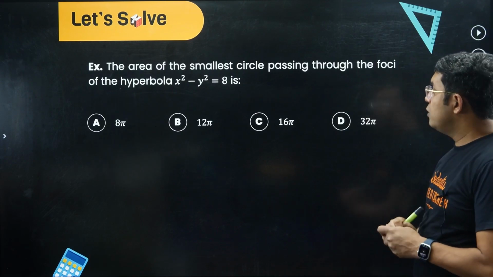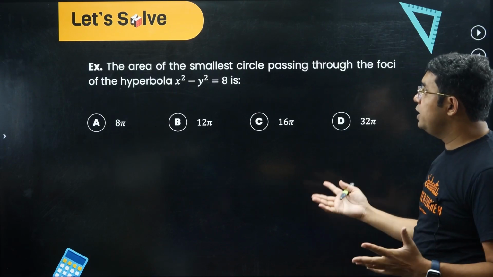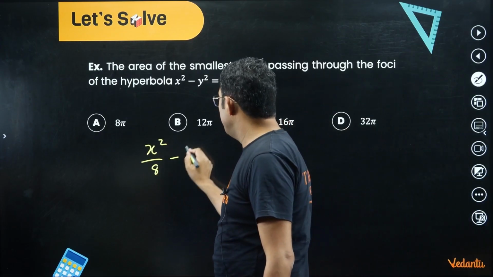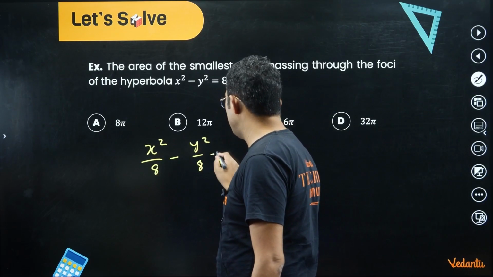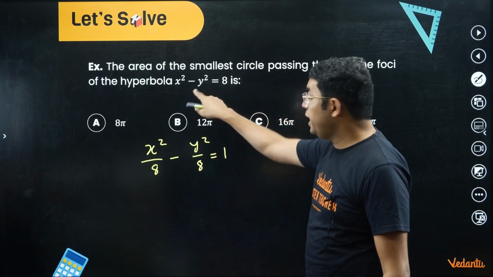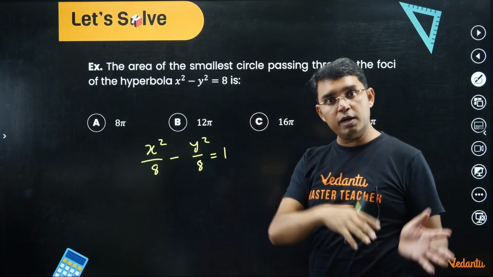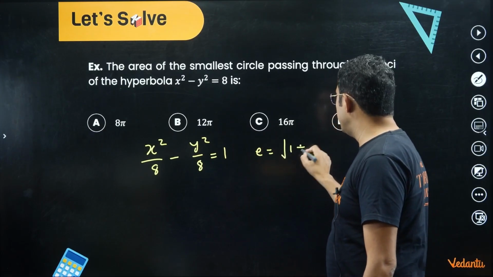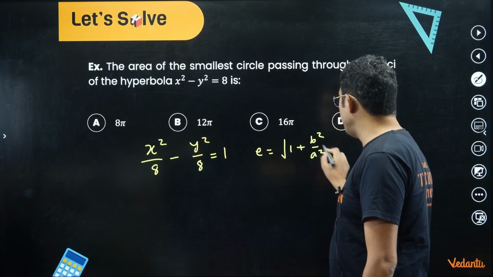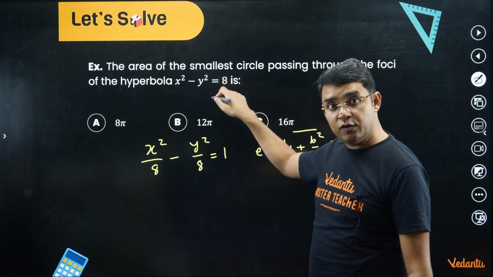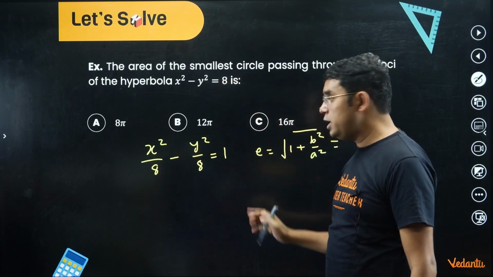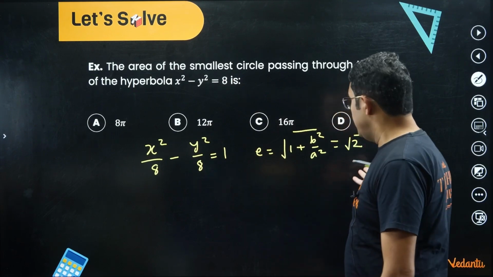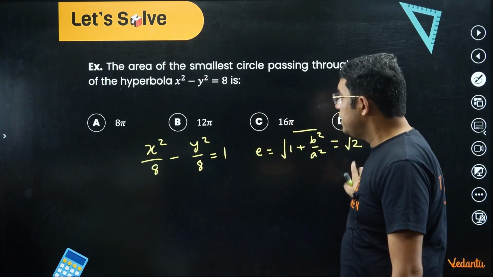Now this question, area of the smallest circle passing through the foci of the hyperbola. So this hyperbola is actually x square upon 8 minus y square upon 8 is equal to 1. Those who remember, if a becomes equal to b, those who do not remember, it's almost the same thing. The eccentricity is root of 1 plus b square upon a square, because some people remember that this is a rectangular hyperbola because both a and b are equal and its eccentricity is root 2. But it doesn't take much time even if you don't remember it and you find it here directly.